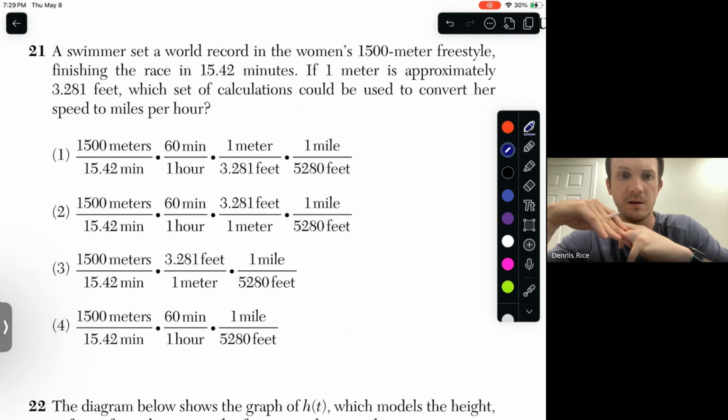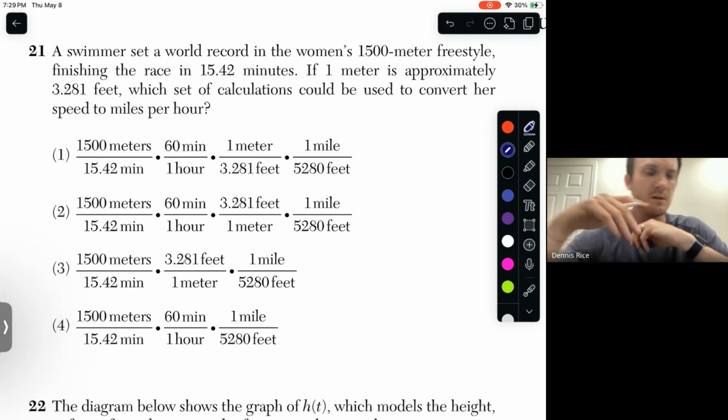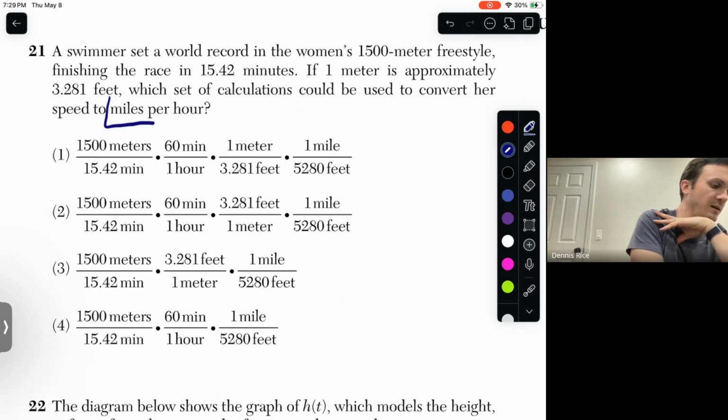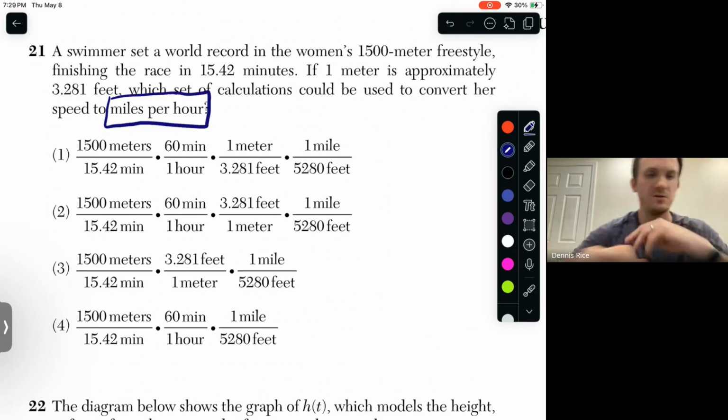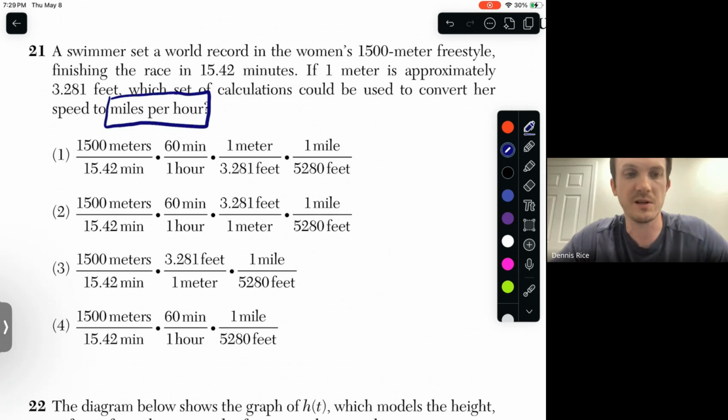Cancel out units. Yeah, look for what you want. So what you want here is, I think this is what our mock was too. Usually it's somewhat different. It's just coincidence here. It's another miles per hour question. So take a minute. Which one cancels out and just leaves you with miles in the numerator and hours in the denominator? Choice 2 people are saying.